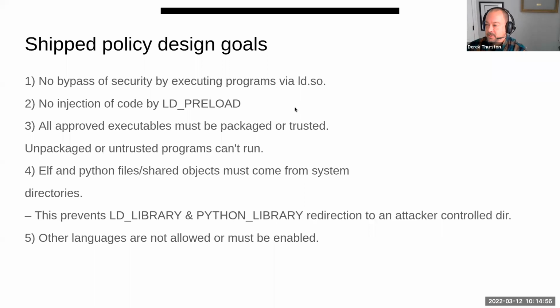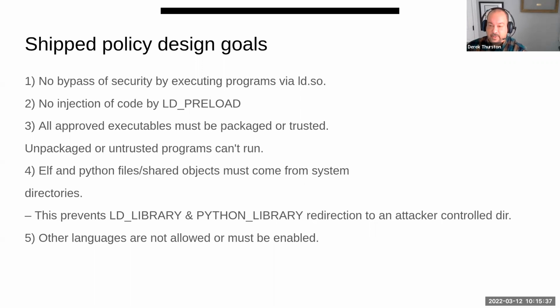So the policy goals of this are to prevent security bypasses using the linker program, the ld.so. We don't want to inject code into the LD preload. And everything that's on your system as an approved executable has to be a package like an RPM that was delivered, or it has to be in the trusted files. Anything that's unpackaged or untrusted can't run.